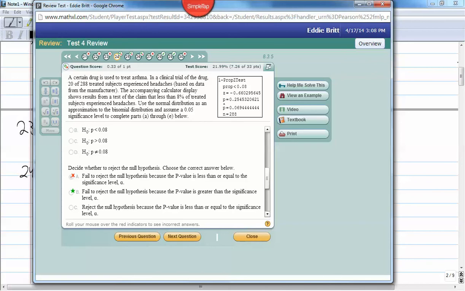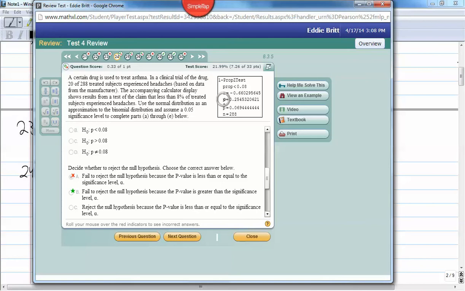For the p-value test, we need to look at the significance level. So go back into the problem and look for the significance level. We have a significance level of 0.05. Alright, so we need to look at the p-value. If the p-value is greater than 0.05, then we're going to fail to reject the null hypothesis. If the p-value is less than 0.05, we will reject the null hypothesis.